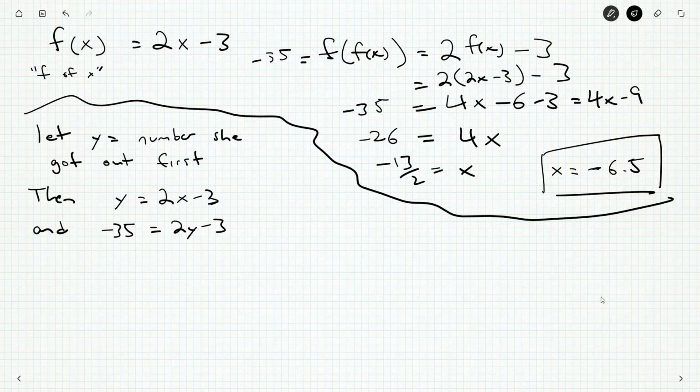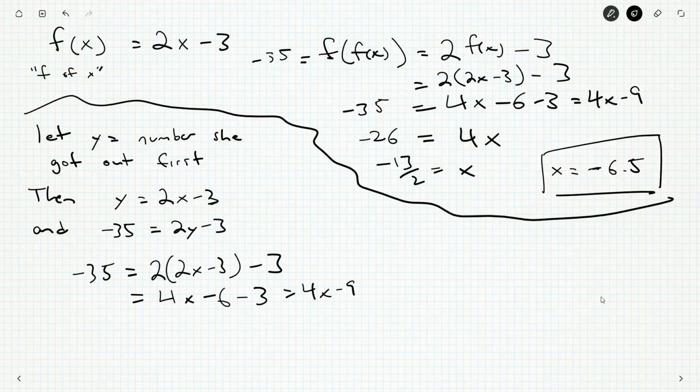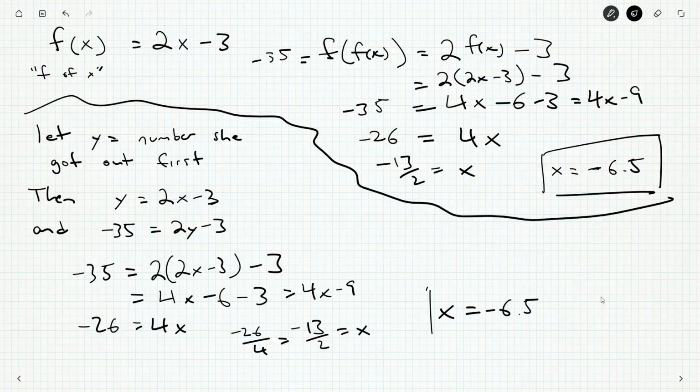So this is a little safer algebra, something you might be more familiar with at this grade level. But you'll notice that we're going to get the same sort of thing. We plug in our y, we substitute it here, and we get 4x minus 6 minus 3, or 4x minus 9. And then it's just basic algebra. Add 9 to both sides to get rid of this minus 9. And we get negative 13 over 2 is x, or x is negative 6.5.